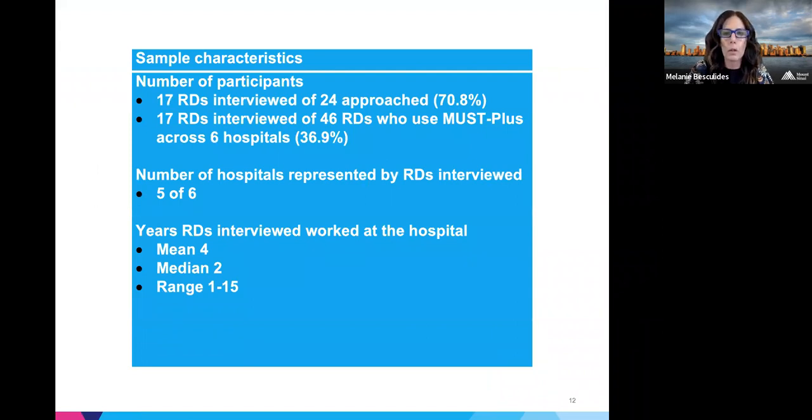So these are the sample characteristics. I mentioned that first part. So we had about a 71% response rate, which was great. Nobody refused. It was just a lack of response. And we had representation from 5 of the 6 hospitals, but I'll point you to that last part. So the years that RDs had worked at the hospital, the range was from 1 to 15, with a mean of 4 and a median of 2. So we did get some variation there, which is great.